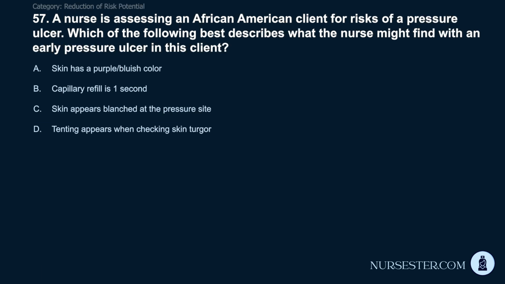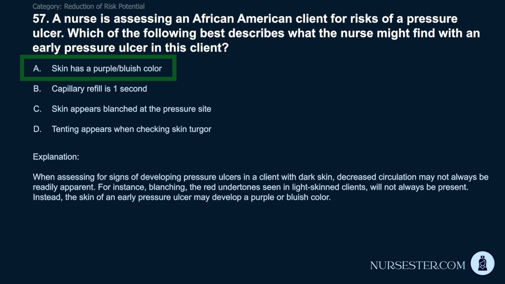57. A nurse is assessing an African American client for risks of a pressure ulcer. Which of the following best describes what the nurse might find with an early pressure ulcer in this client? A. Skin has a purple/bluish color. B. Capillary refill is 1 second. C. Skin appears blanched at the pressure site. D. Tenting appears when checking skin turgor. Correct answer, A. Skin has a purple/bluish color.